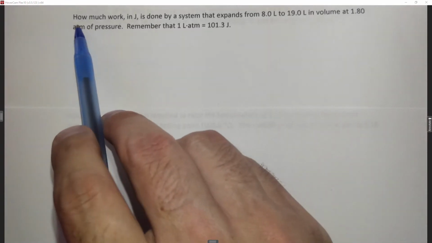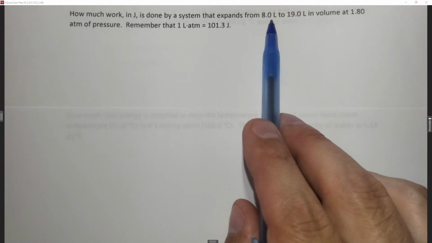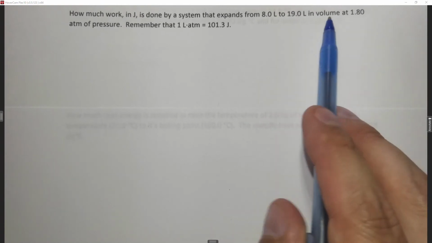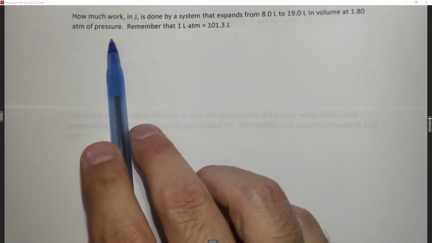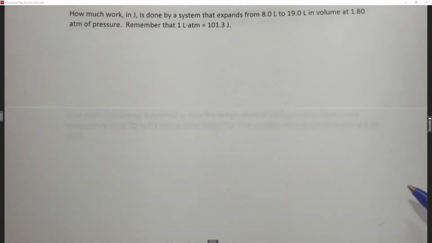The question says, how much work in joules is done by a system that expands from 8 liters to 19 liters in volume at 1.8 atmospheres of pressure? And then it says what a liter atmosphere is in joules, because we want the answer in joules. So here we're calculating the work done.